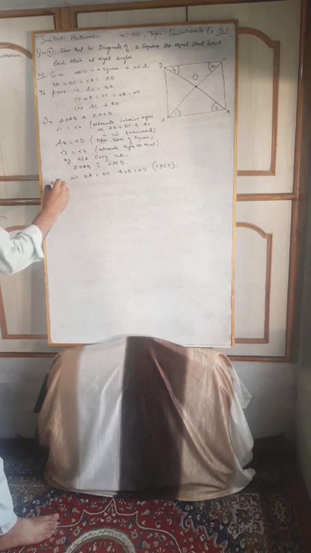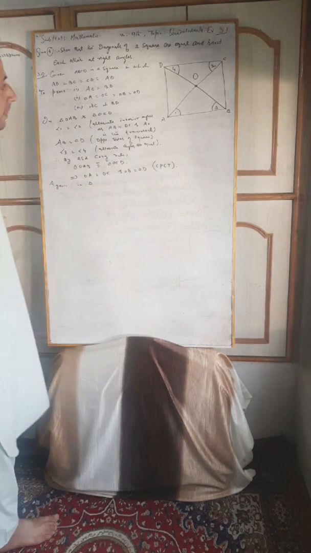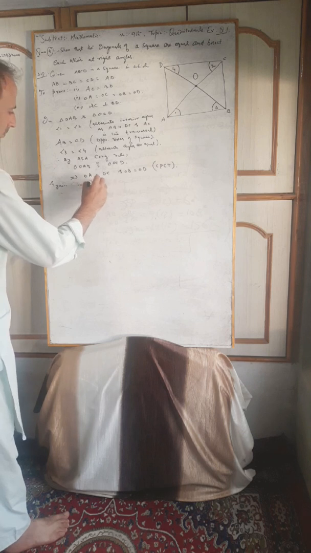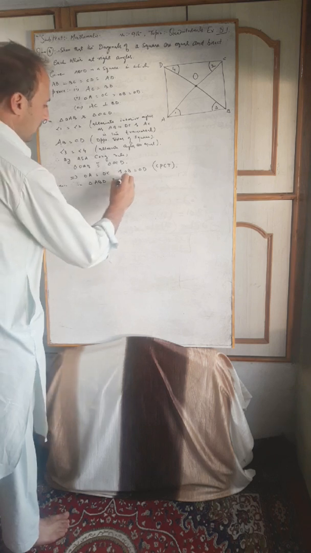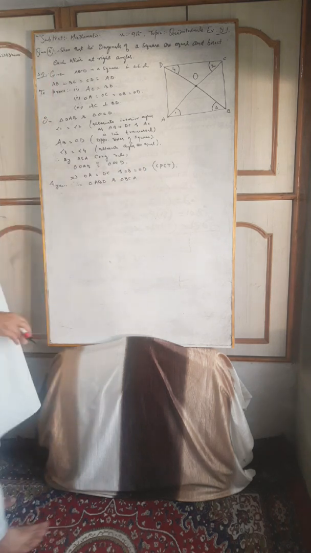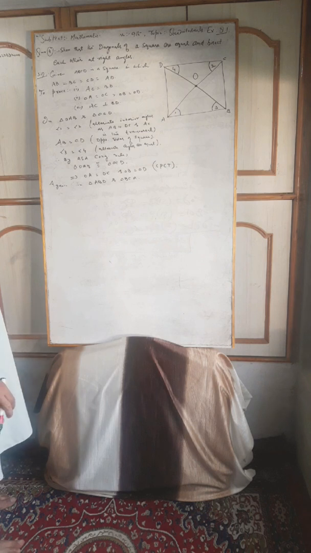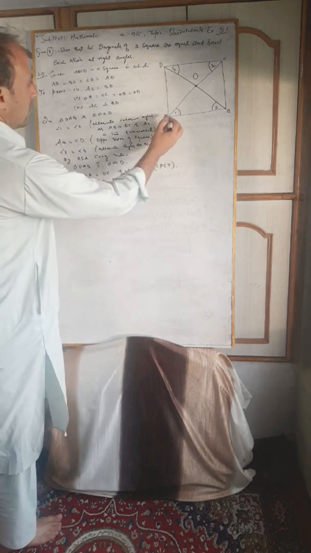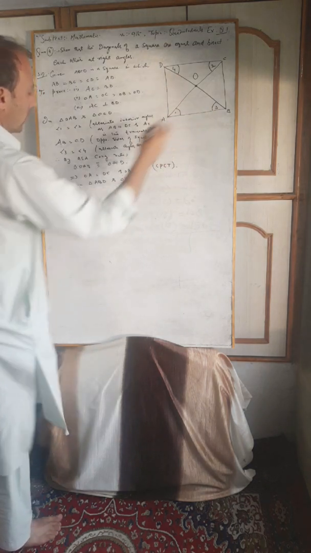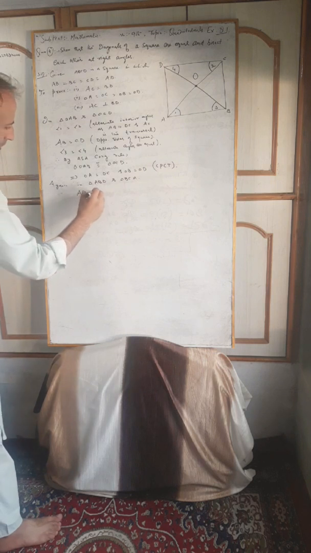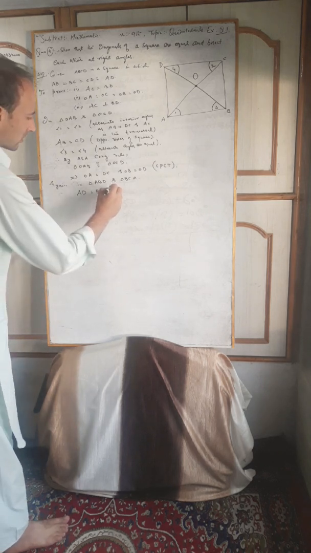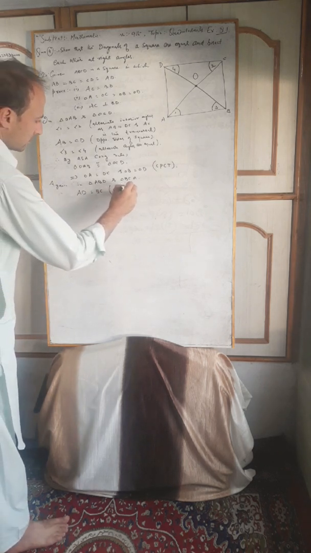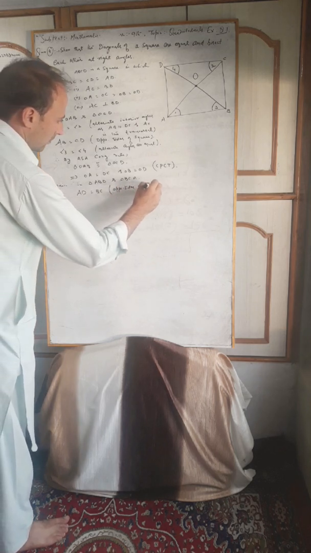Again, in triangle ABD and triangle BCA, this AD is equal to BC. AD is equal to BC because opposite sides of a square are equal.